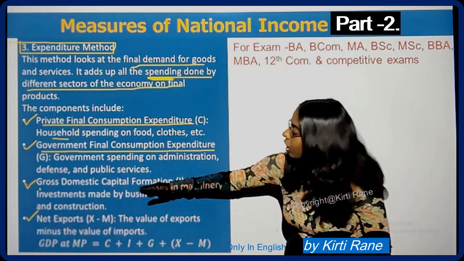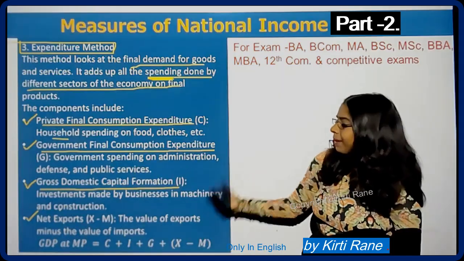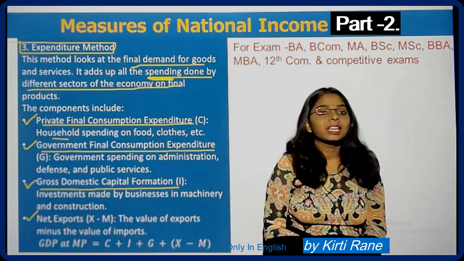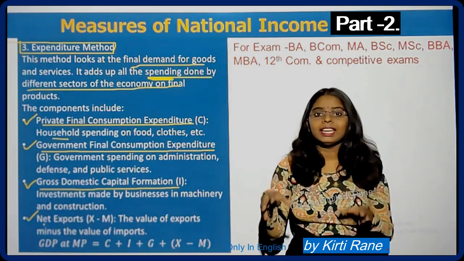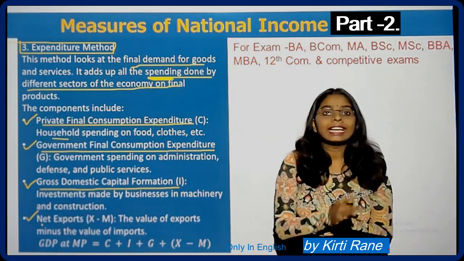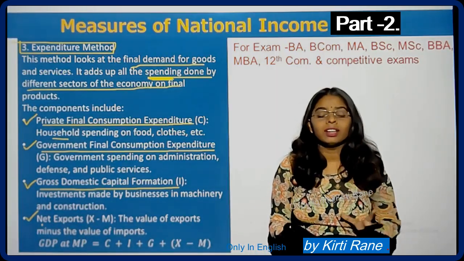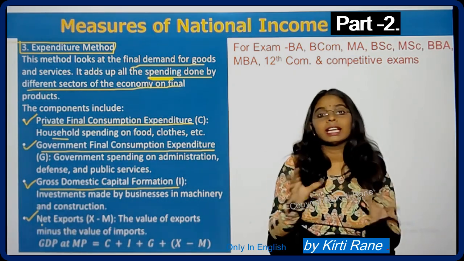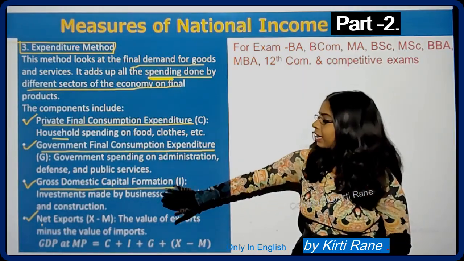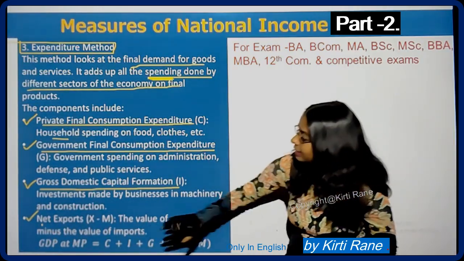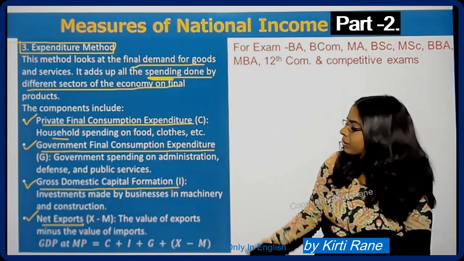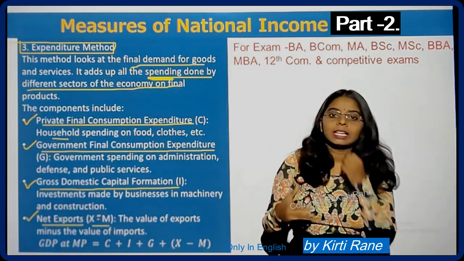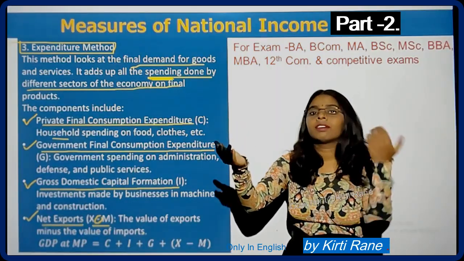Next is the gross domestic capital formation. It means the investment made by business in machinery and construction. Whatever will form their capital and increase their assets, all that expenditure would come under this category, gross domestic capital formation. Next is the net exports. What is net exports? That is the total value of exports minus the value of imports. Net exports means how much we exported less whatever we have imported.